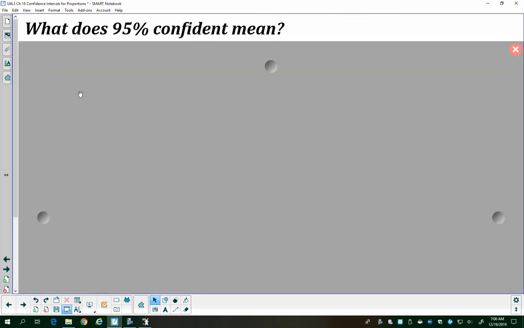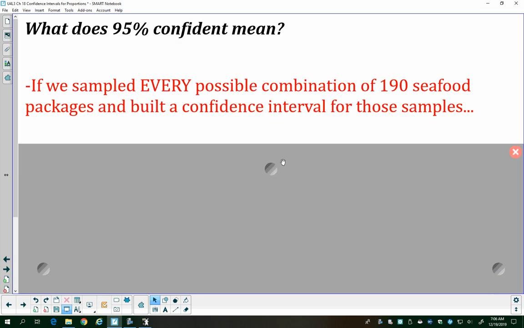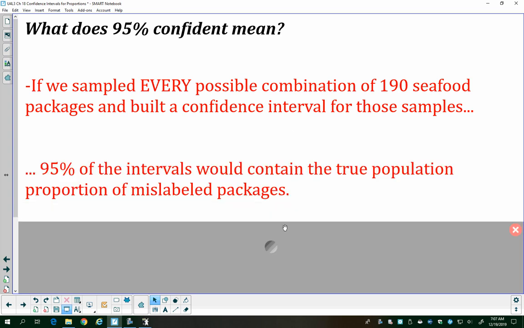So finally, I want to explain what does it mean to be 95% confident. It doesn't mean that you just feel good about it. So we sampled 190 packages of seafood. If we were to keep sampling 190 and 190 and 190, and we got every possible combination of 190 packages of seafood, which you would admit is totally impossible. But if we did that, and we created the confidence intervals just like we did here, 95% of those confidence intervals would contain the true population proportion.